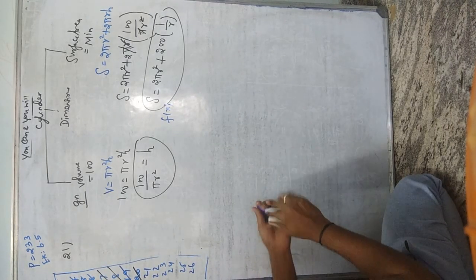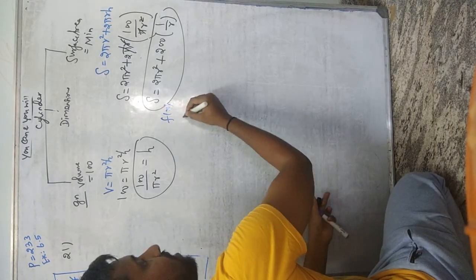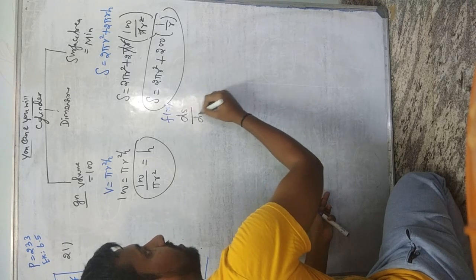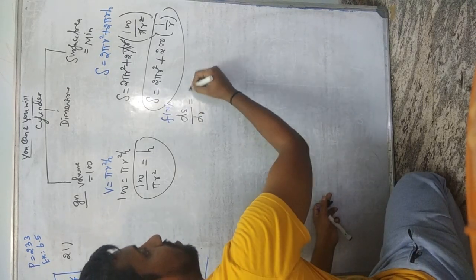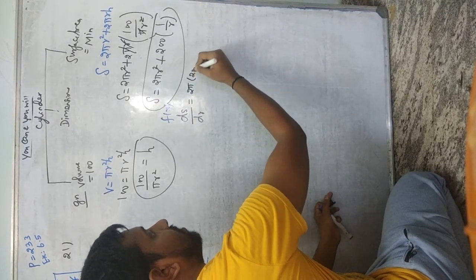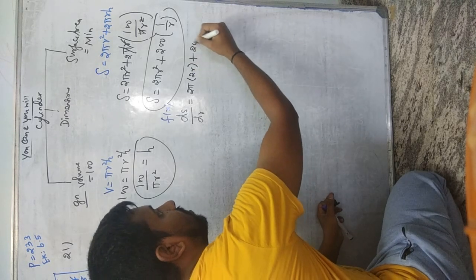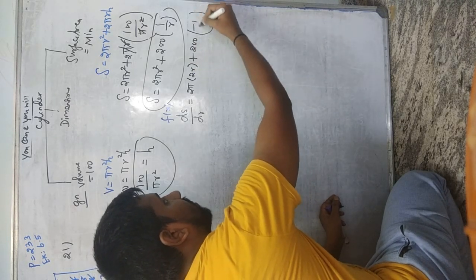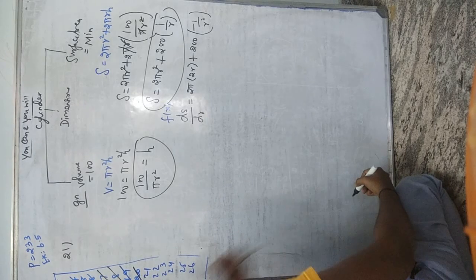Differentiate one time and put it equal to 0. So differentiate dS upon dr. Therefore I got 2 pi r square differentiates to 2 pi times 2r, and 200 times 1 by r differentiates to minus 200 by r square.